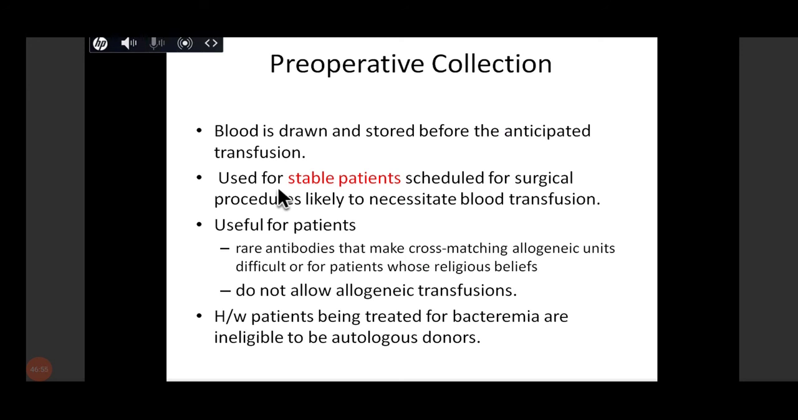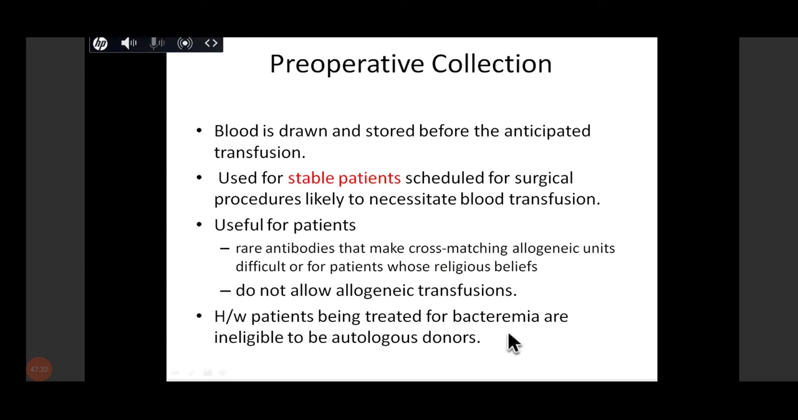Okay, so if a person has a perforation of the abdomen, you can't use it in them. This has to be a planned surgical procedure and the patient is stable. This is useful for patients with rare antibodies that make cross-matching allogenic units very difficult, and for those who do not allow allogenic transfusion. Some have a very staunch religious belief that they can't be transfused someone else's blood. In such patients, you collect the blood in advance, operate on the patient, and if blood is needed, transfuse it there and then.